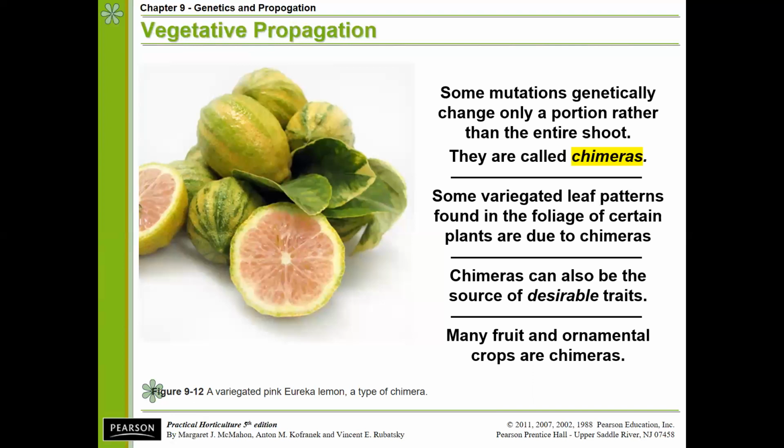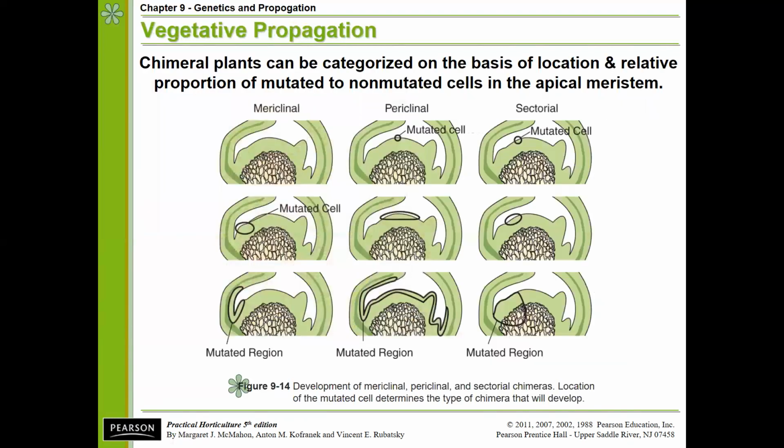And this fruit right here, this variegated pink lemon, they call it the Eureka lemon. It's a variegated chimera, where basically they witnessed on one branch of one tree this mutation where they had variegated foliage and also variegated fruit. They were able to clone that and reproduce it, and now you can find it in nurseries across the country and around the world as well.